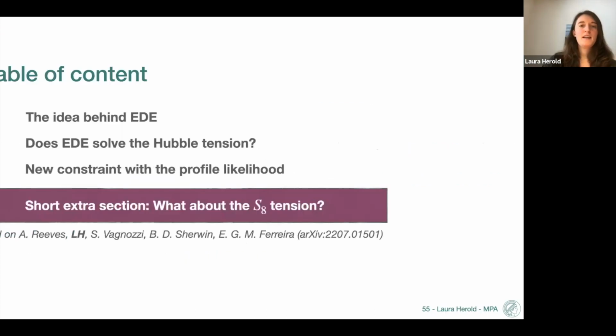And yeah, I have one short extra section if you're interested, because so far we only talked about the Hubble tension, and we saw that EDE, or early dark energy, can solve the Hubble tension, but makes the S8 tension worse. And we looked at one idea how one could solve both tensions.